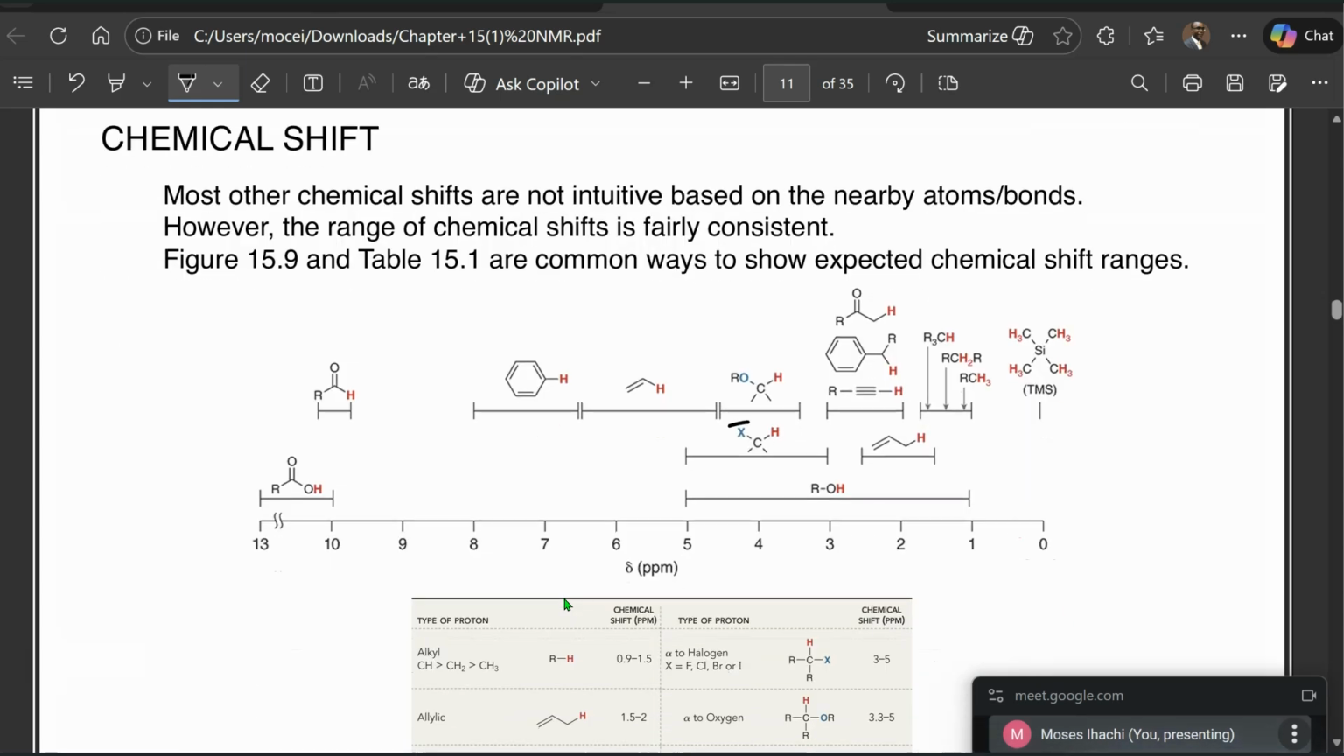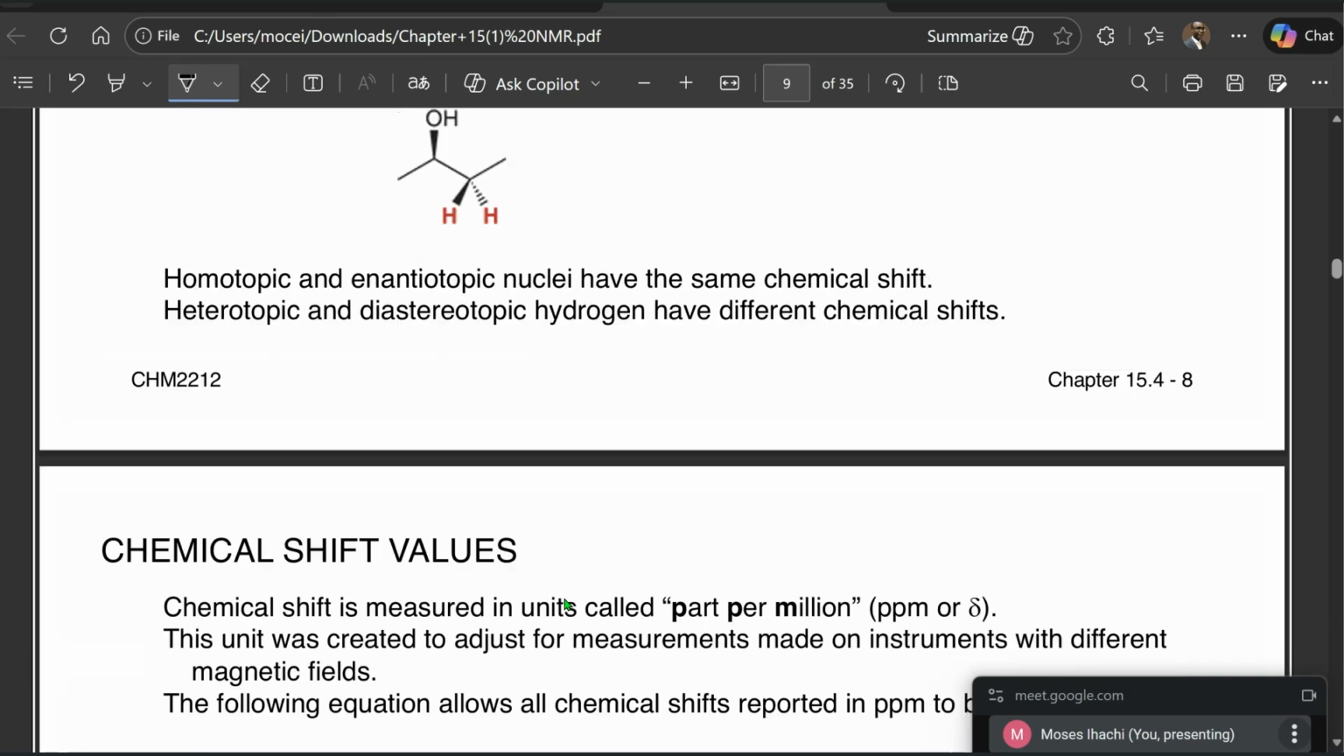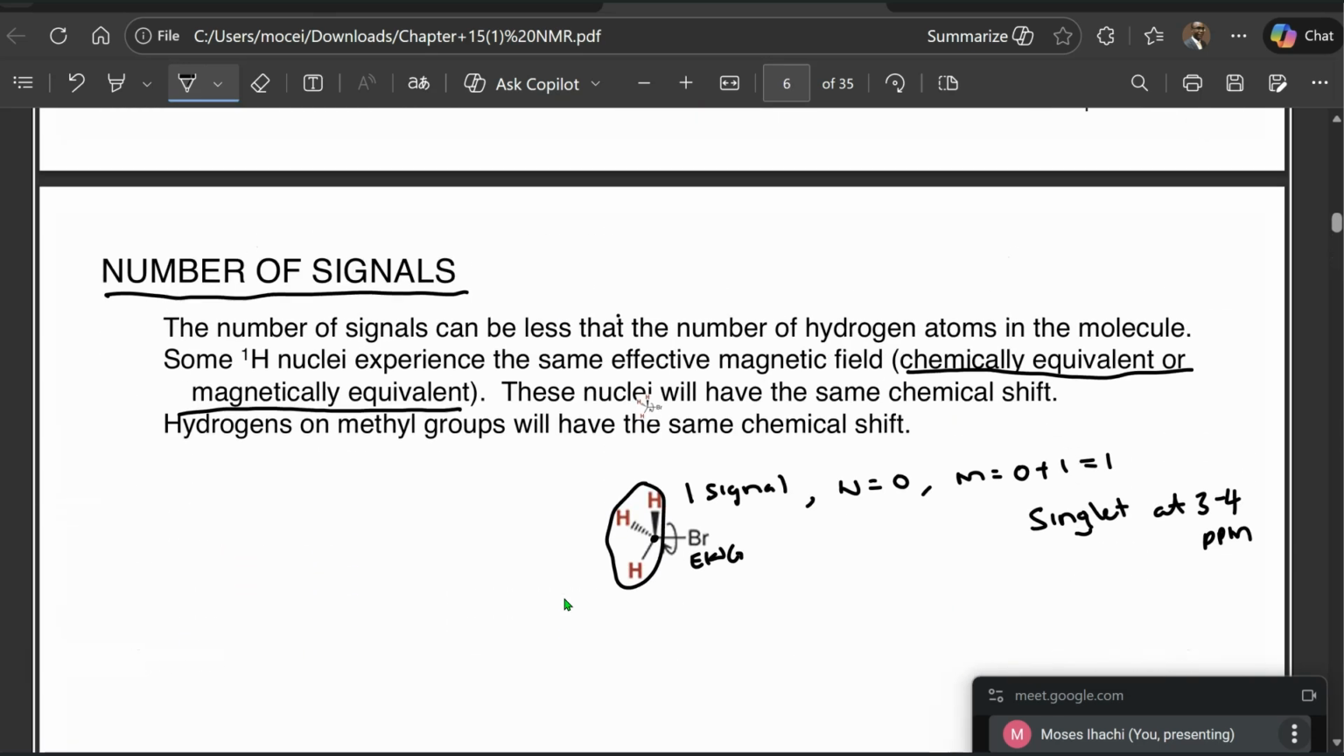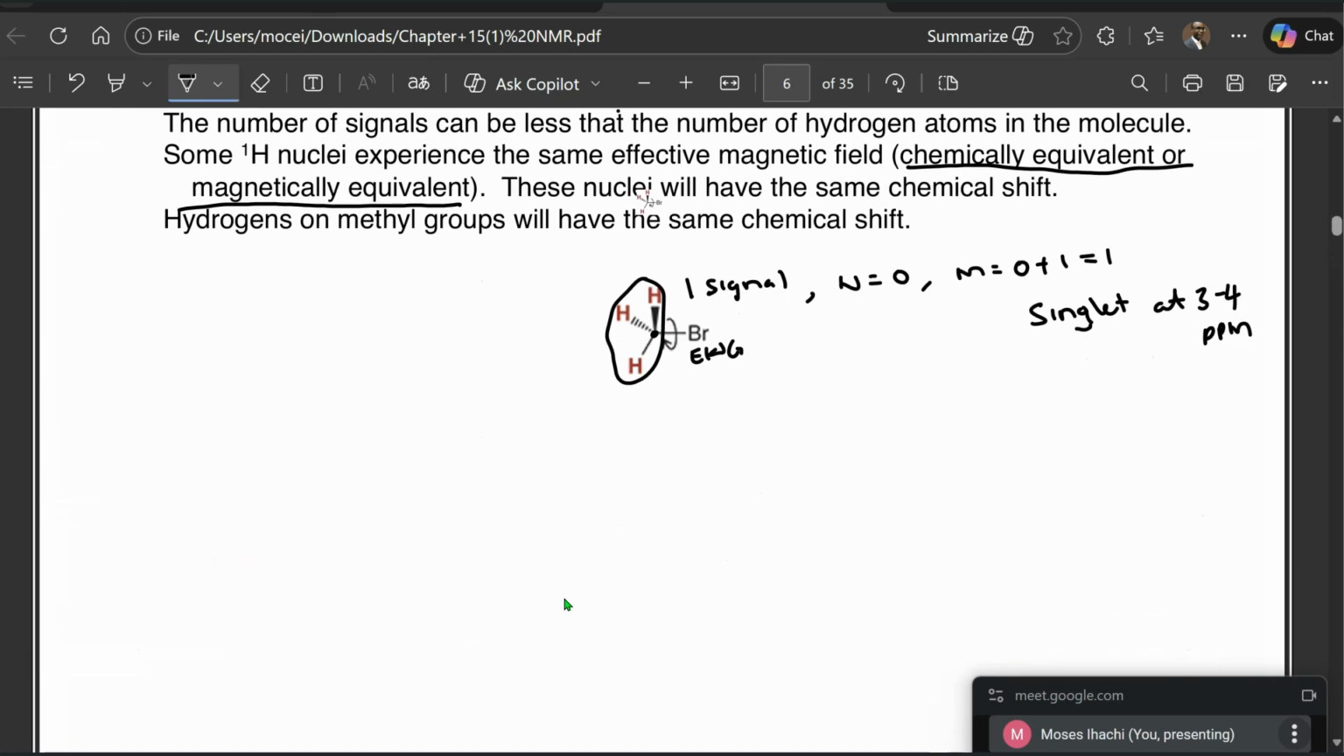So X is right here. You expect it to be 3 to 4. You already see how to apply this, right? So that is just going to be one type of signal, but we're going to do more. Tell me, how many signals do you expect from this one? I don't need the chemical shifts.